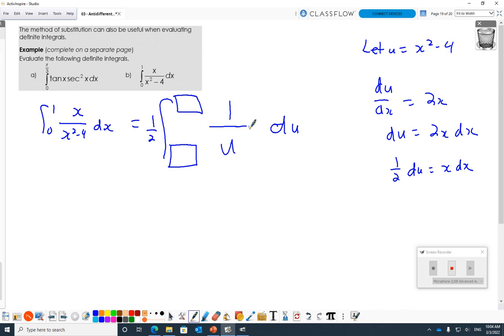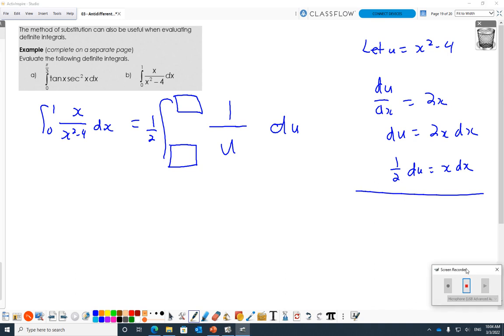Okay, talk about the limits of integration. They wanted x to be 0 and 1. When x equals 0, u equals -4. When x equals 1, u equals -3. So this is going from -4 to -3 now. Those are the u values that go with it.